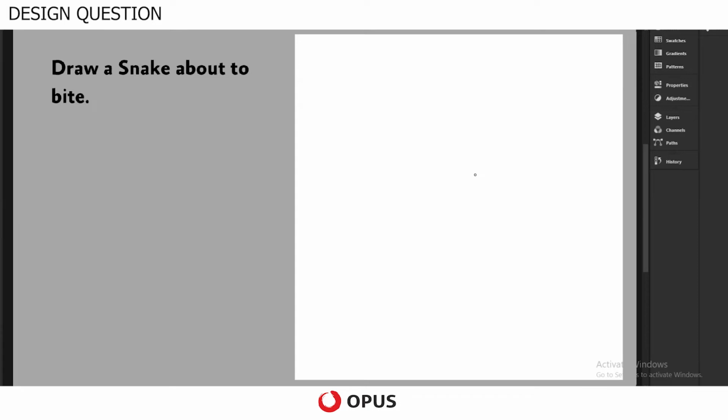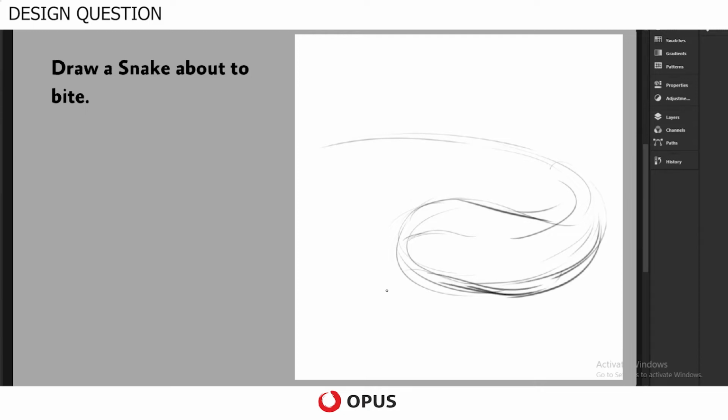Here we are going to solve this question which asks us to draw a snake about to bite. So first we will try to draw the body of the snake, which is mostly in the form of a coil, like this. And give that indication of that coiled figure wherever possible.